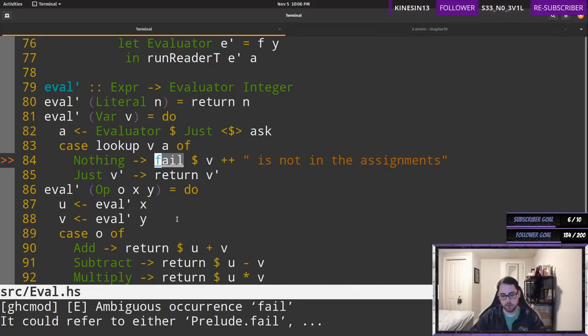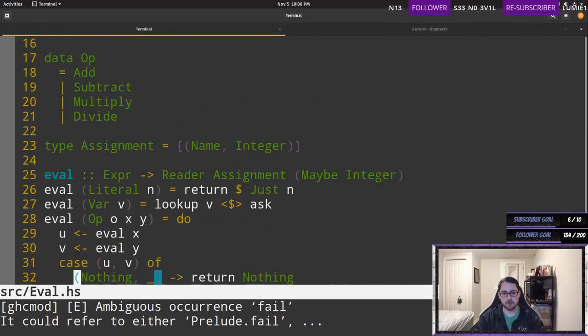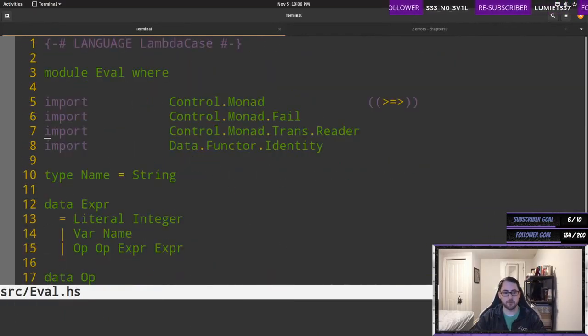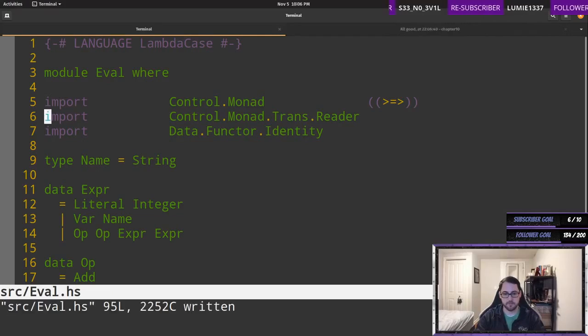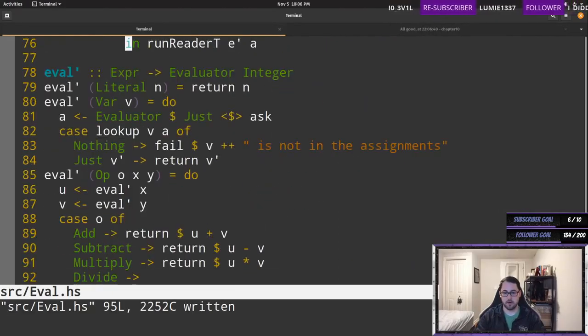We really want prelude fail, and the other option is control monad fail. So I just need to delete that. And then I think that'll get rid of that.